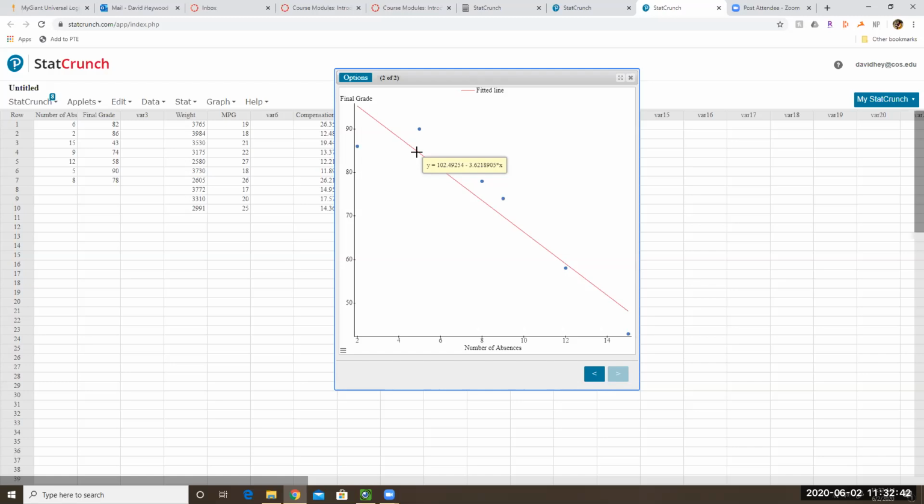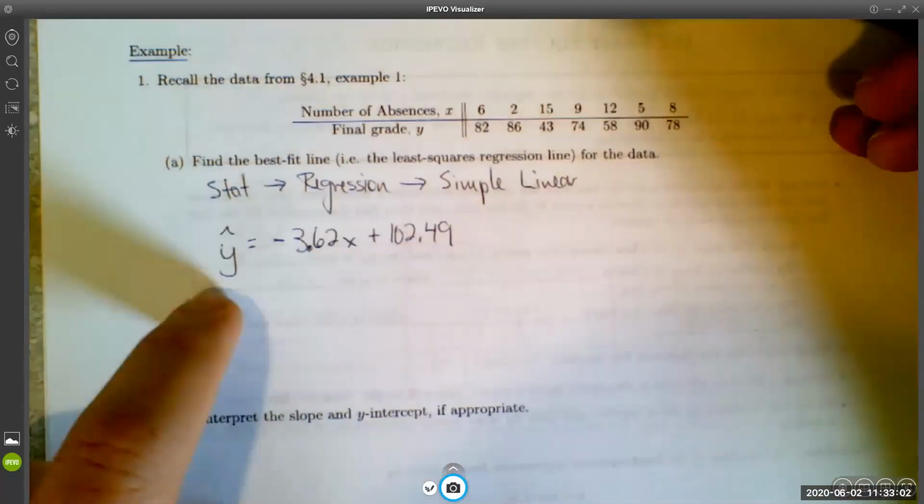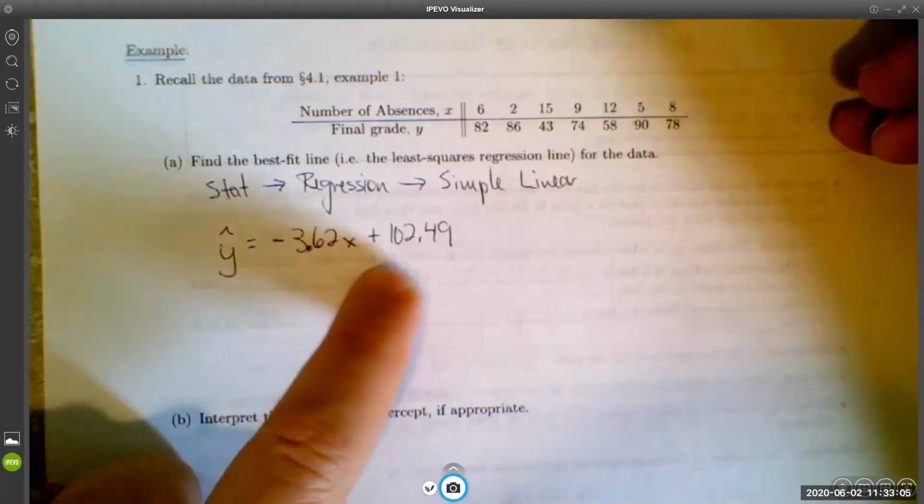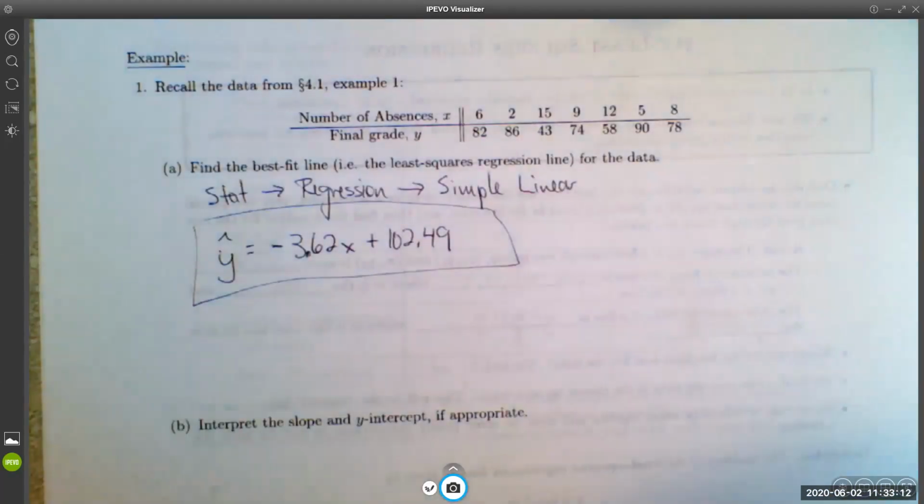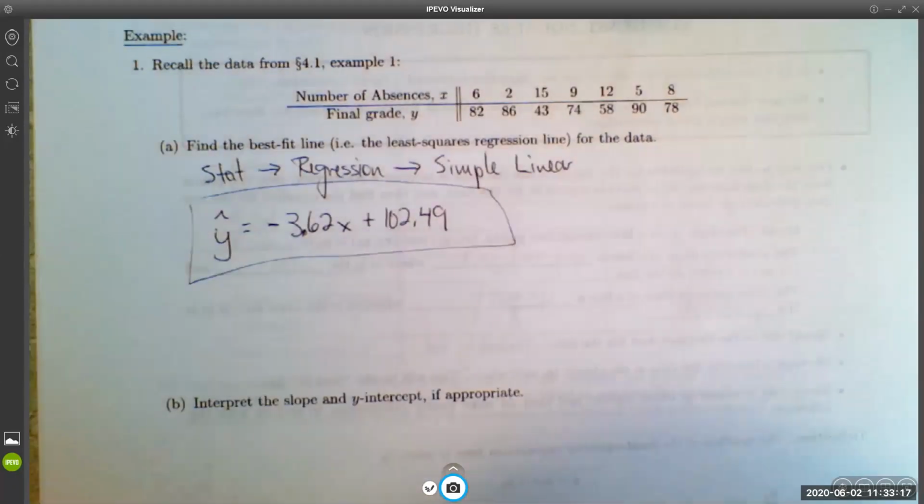So I'm going to rewrite it, and I'm going to rewrite the order though. So I'm going to say y hat equals negative 3.62x plus 102.49. So I'm rounding to 2 decimal places, okay? So here's what I've written down. Y hat equals negative 3.62x plus 102.49. There's my least squares regression line. Okay. Now, part B says, interpret the slope and y-intercept if appropriate.